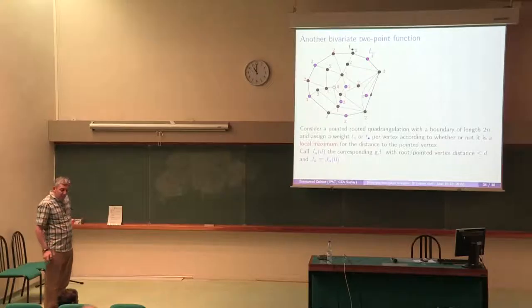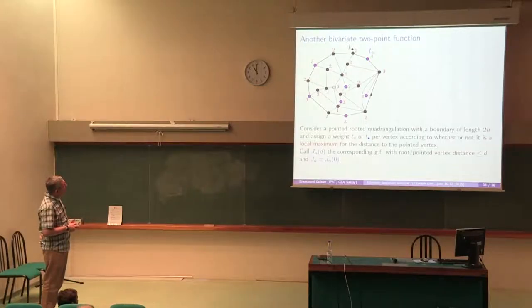Now forget about the bicoloration. You start with a quadrangulation, and here I discuss only quadrangulations. So all the faces have degree 4, except the external face. Okay, so I start with a pointed rooted quadrangulation with a boundary of length 2n, and I assign weights T circle or T ballet per vertex according to whether or not they are local maxima for the distance to the pointed vertex. So I can take the pointed vertex, I can take the distance. Okay? And some of them are local maxima, meaning that all their neighbors are closer. This one is a local maximum, this one is not a local maximum because it has a neighbor which is larger. Okay? So this kind of object was first considered by Ambjørn and Budd, and actually you will see why.